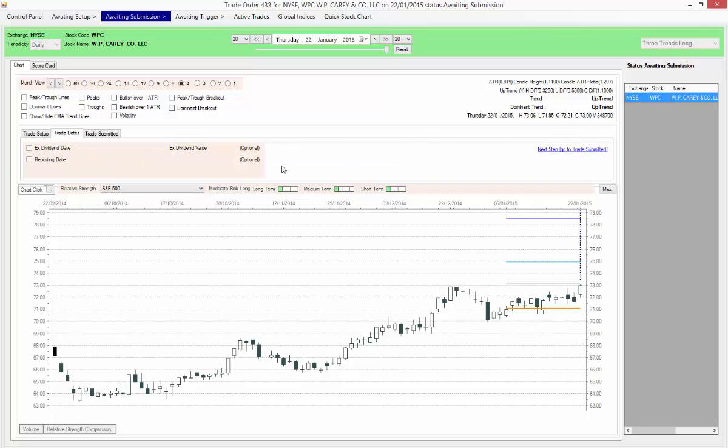Go to trade dates. Now, what's important also when trading equity stocks is that we also consider any ex-dividend dates or reporting dates. Now, these are not given to you in this system. You'll have to go and find those yourself. They're not mandatory. I've said they're optional. But what is important is that on these dates, there can be more volatility in the stock.